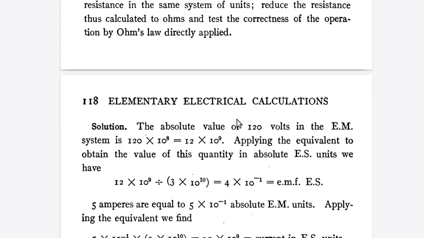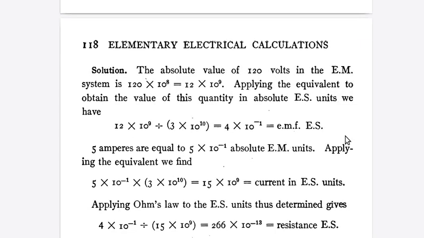Solution. The absolute value of 120 volts in the electromagnetic system is 120 multiplied by 10 raised to the power of 8, which equals 12 multiplied by 10 raised to the power of 9. Applying the equivalent to obtain the value of this quantity in absolute electrostatic units gives 12 multiplied by 10 raised to the power of 9 divided by 3 multiplied by 10 raised to the power of 10 equals 4 multiplied by 10 raised to the power of -1 electrostatic units.